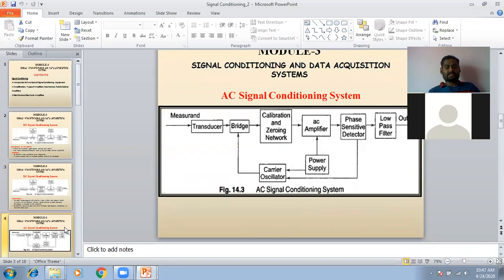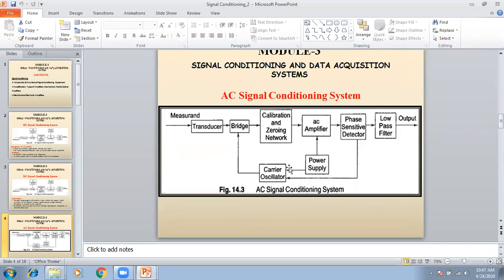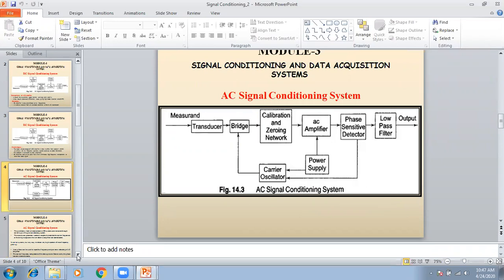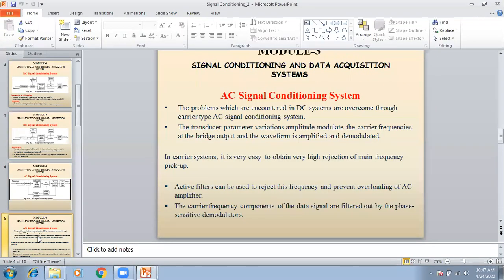After this, the AC signal. This is a block diagram of the AC signal conditioning system. Right. So again, you just need to remember this block diagram. The only thing with respect to the DC and the AC signal conditioning systems is the block diagram, all the characteristics, and all the advantages and disadvantages that we are going to concentrate on here.